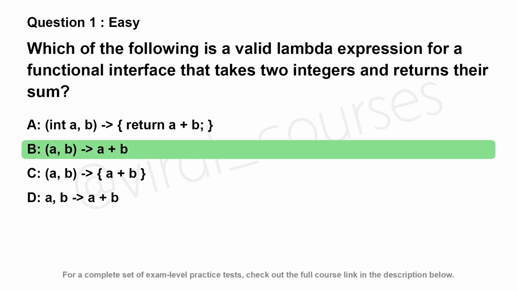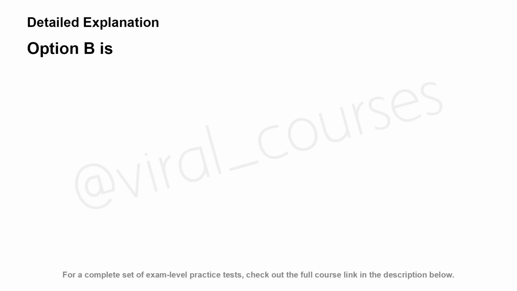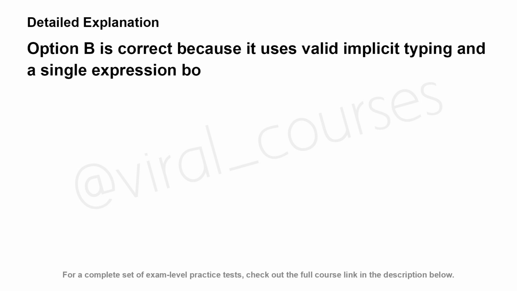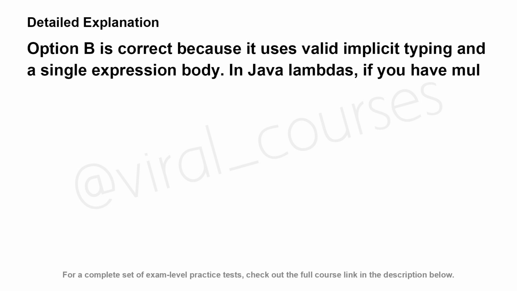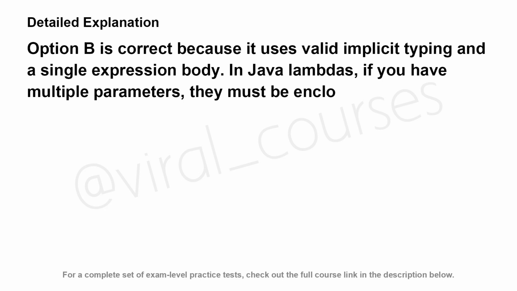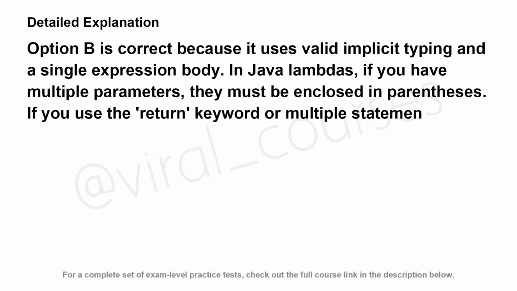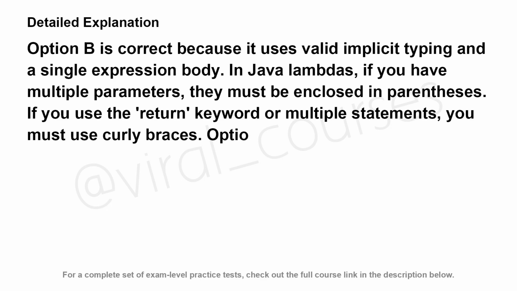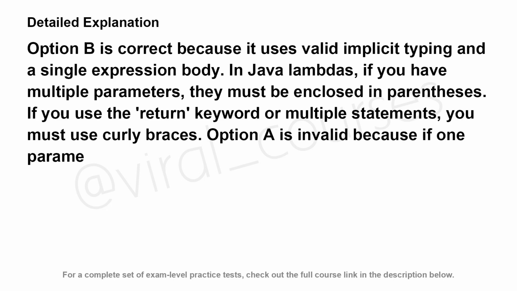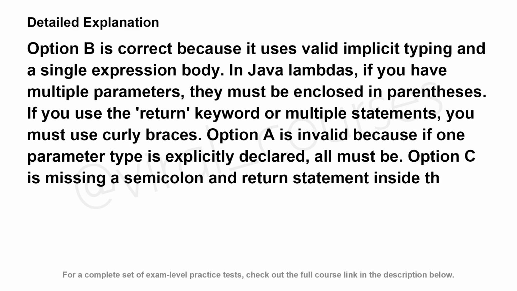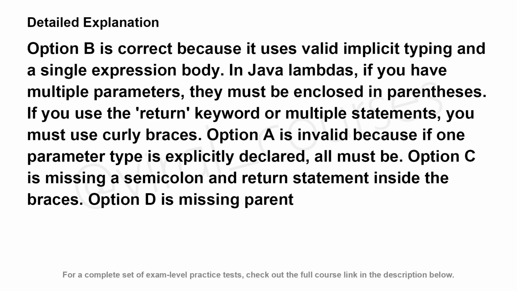The correct answer is B. Option B is correct because it uses valid implicit typing and a single expression body. In Java lambdas, if you have multiple parameters, they must be enclosed in parentheses. If you use the return keyword or multiple statements, you must use curly braces. Option A is invalid because if one parameter type is explicitly declared, all must be. Option C is missing a semicolon and return statement inside the braces. Option D is missing parentheses around the parameters.